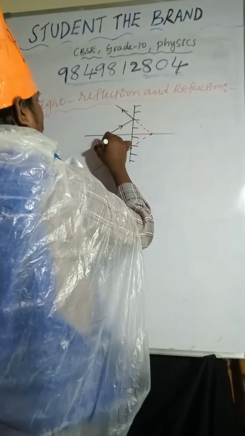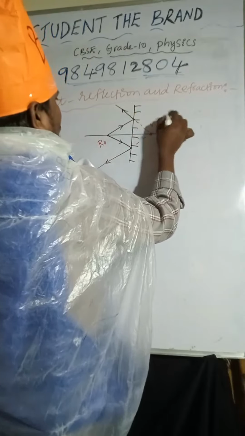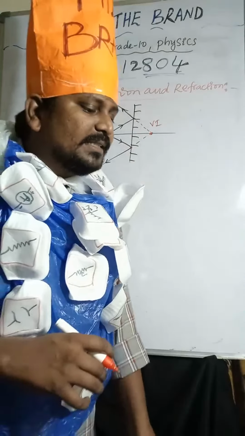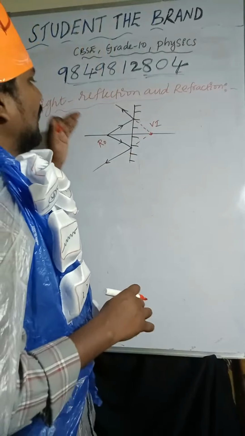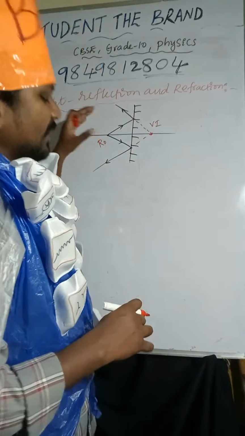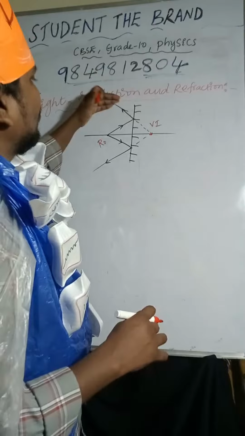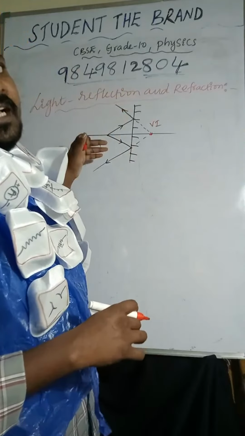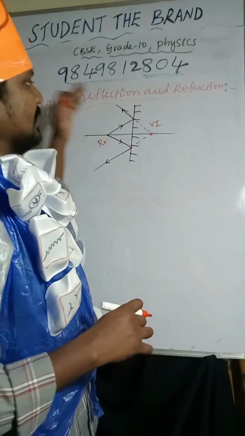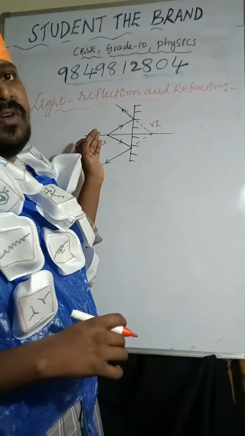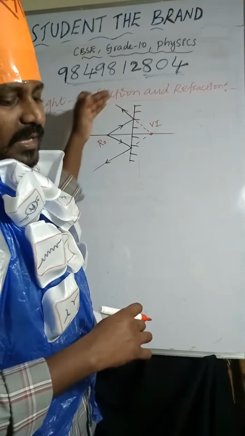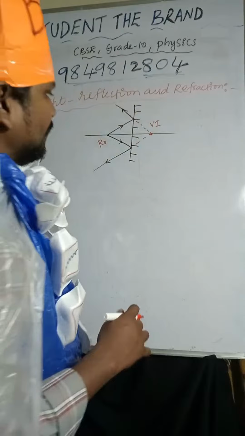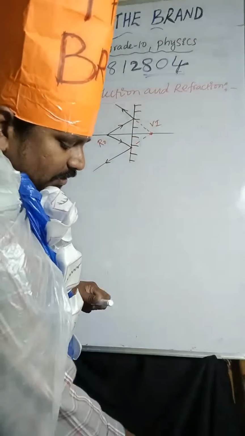So this is the real object and virtual image. From one point, if the light rays are coming, that is a real object. After reflection we are extending these reflected light rays. Extended reflected light rays are meeting at one point. So their image is forming. That is a virtual image. Okay.